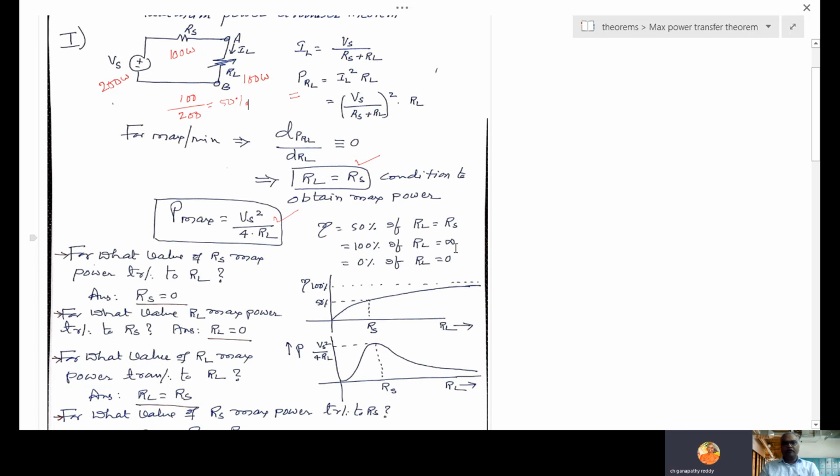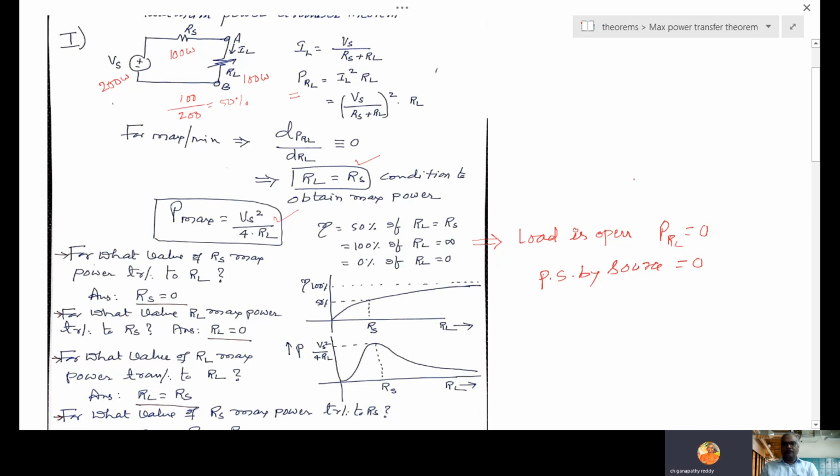Efficiency is 100% if RL equal to infinite. RL equal to infinite means the load is open. When the load is open, what is the power in RL? 0. Power in RL is 0. What is the power supplied by the source? Also 0. So dissipated in RL is 0, and supplied is also 0.